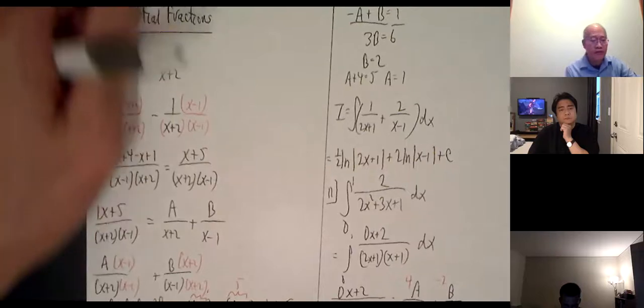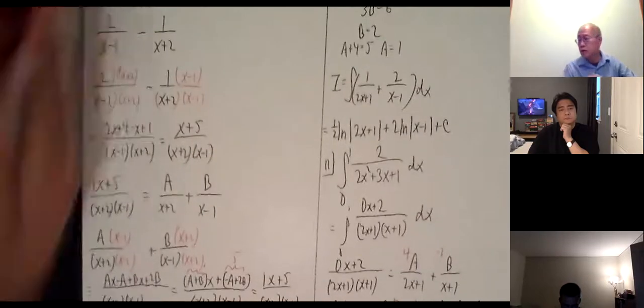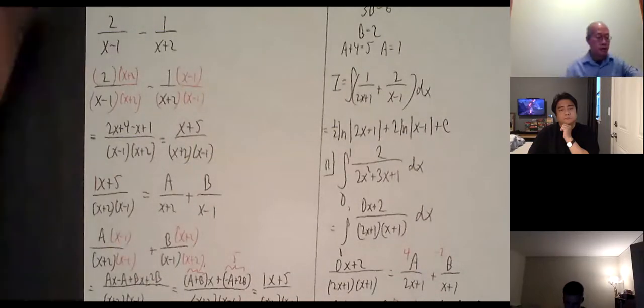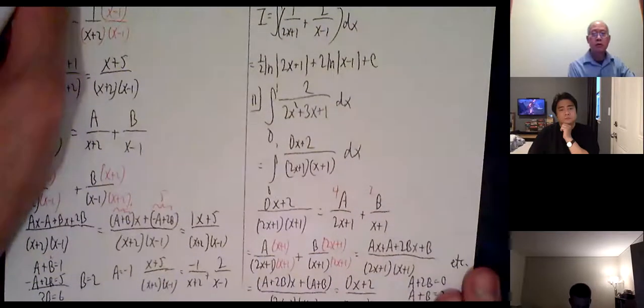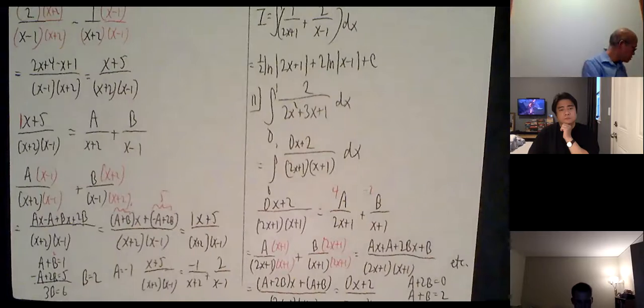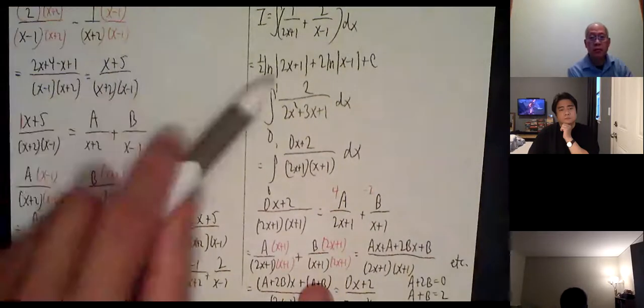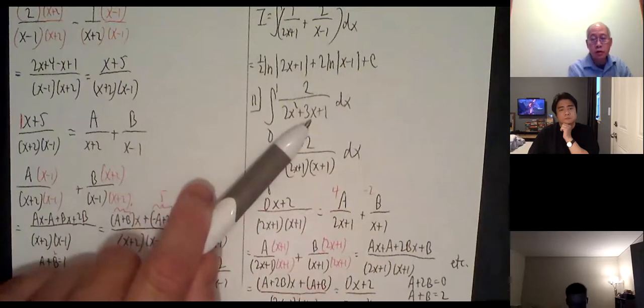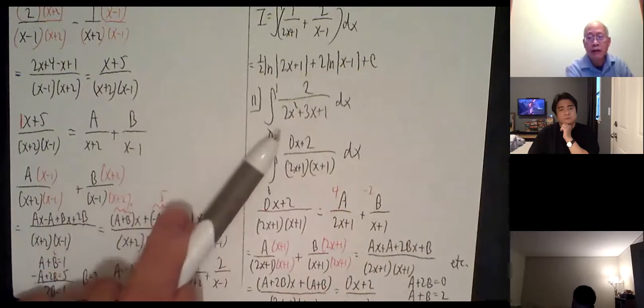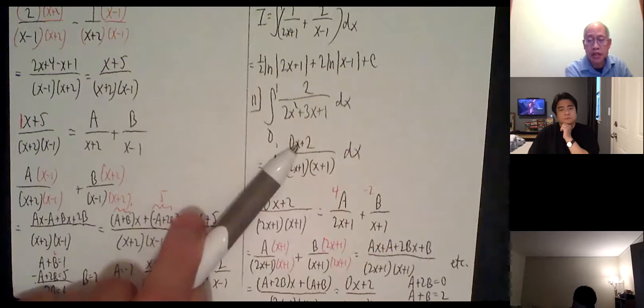Okay, next one's a definite integral, problem 11. So let me show you 11. Bear with me just a moment. My bearings here. 2 over 2x squared plus 3x plus 1. Okay, I'm actually going to write this as 0x plus 2.